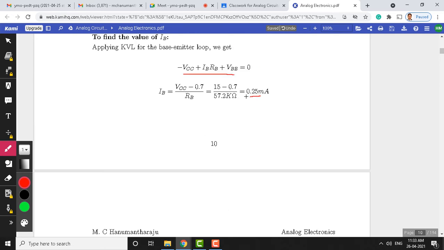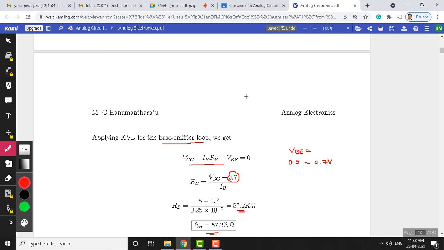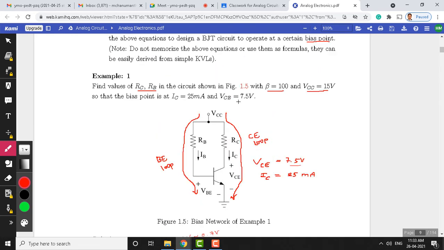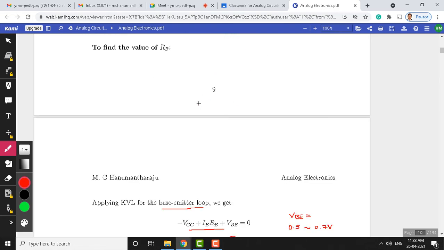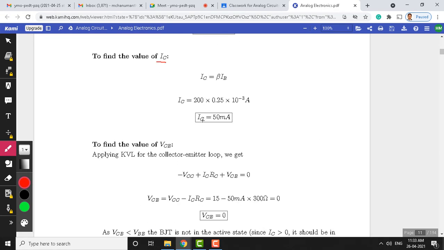We can observe here, with beta as 100 in the previous problem, what was the value of collector current? In that case the collector current value was 25 milliampere. By changing beta from 100 to 200, look at this value of IC. IC value has been doubled. Let me show that. You can see that the IC value, from 25 milliampere for beta 100, has been doubled to 50 milliampere for the beta value of 200.